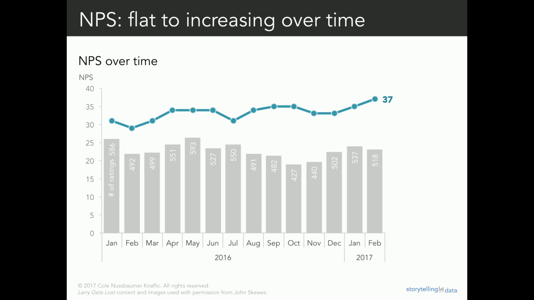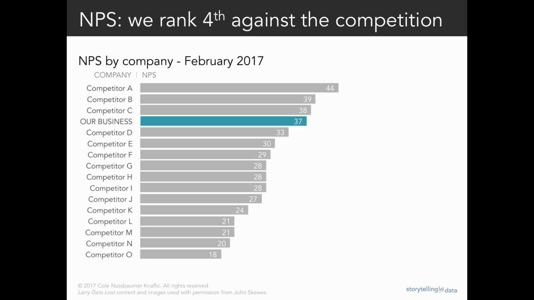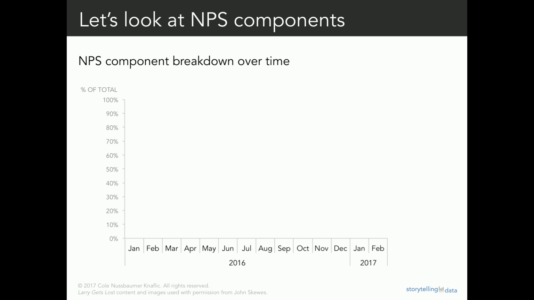First off, NPS. So we see it flat to slightly increasing over time. We're at 37 in the latest period. Just to put that into context, amongst our competitor set, this puts us in 4th position. I actually think that by following the recommendation we're going to talk about today, prioritizing latency, it will allow us to move further up. Because when we look at the components of NPS, we see something interesting and disconcerting happening.